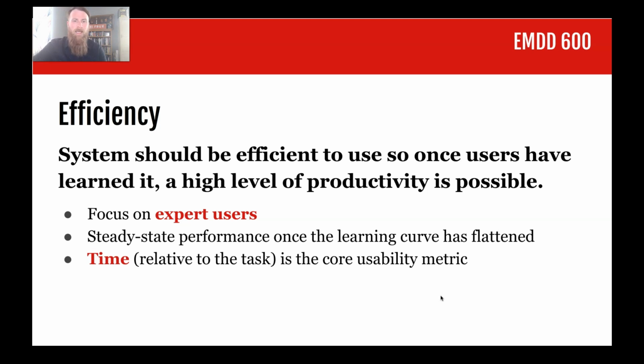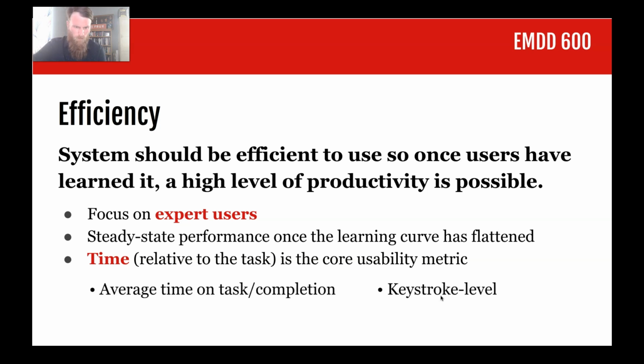Typically, in efficiency, time relative to the task is the core usability metric, and I'll detail some of those things, but we typically look at the time that a user has to take in order to achieve a particular task. So the big metric that we tend to use in EMDD for this is average time on task. As you observe a user walk through a system or a website or an app, does the average time on task for a number of different users feel relatively consistent, or does it vary wildly, and what might be the cause of that?